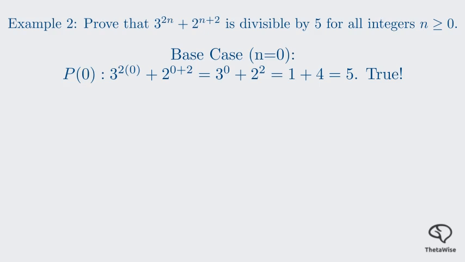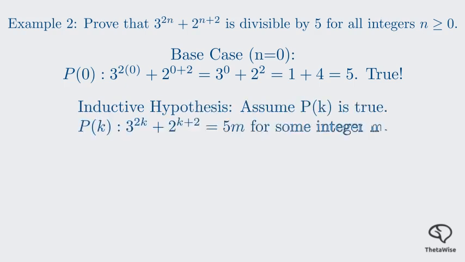Base case, for n equals 0. P(0) is 3 to the power of 0 plus 2 to the power of 2. This is 1 plus 4, which is 5, and 5 is certainly divisible by 5. So the base case is true. Inductive hypothesis. Assume that for some non-negative integer k, 3 to the 2k plus 2 to the k plus 2 is divisible by 5. This means we can write it as 5 times some integer m.